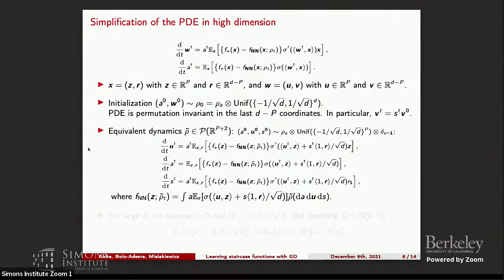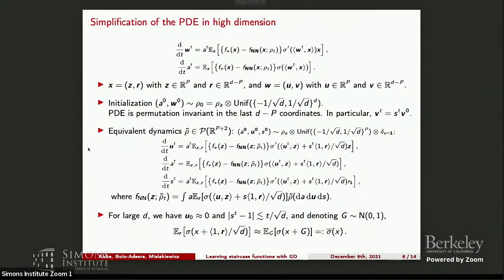So we can then write the equivalent dynamics. Instead of being D plus one dimensional, it's P plus two dimensional. Now the parameters are A0, U0, and S0. U0 is the P-dimensional weights aligned with the signal, and S0 is initialized equal to one. A0 has the same initialization as before, and U0 too. Here we have this equation, and I won't go into the details. I just mention that now the neural networks only depend on Z, the signal part.